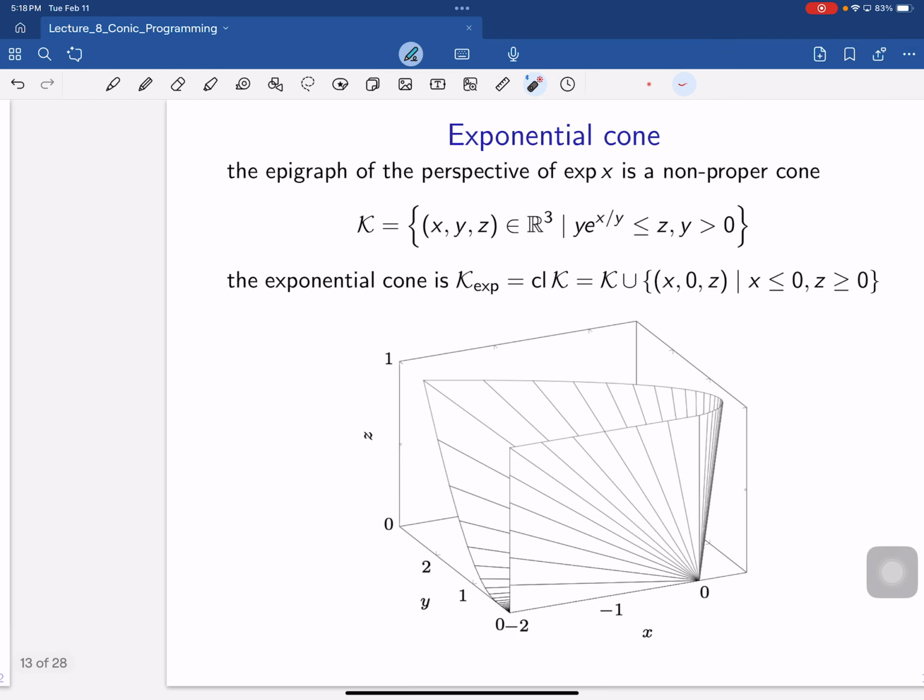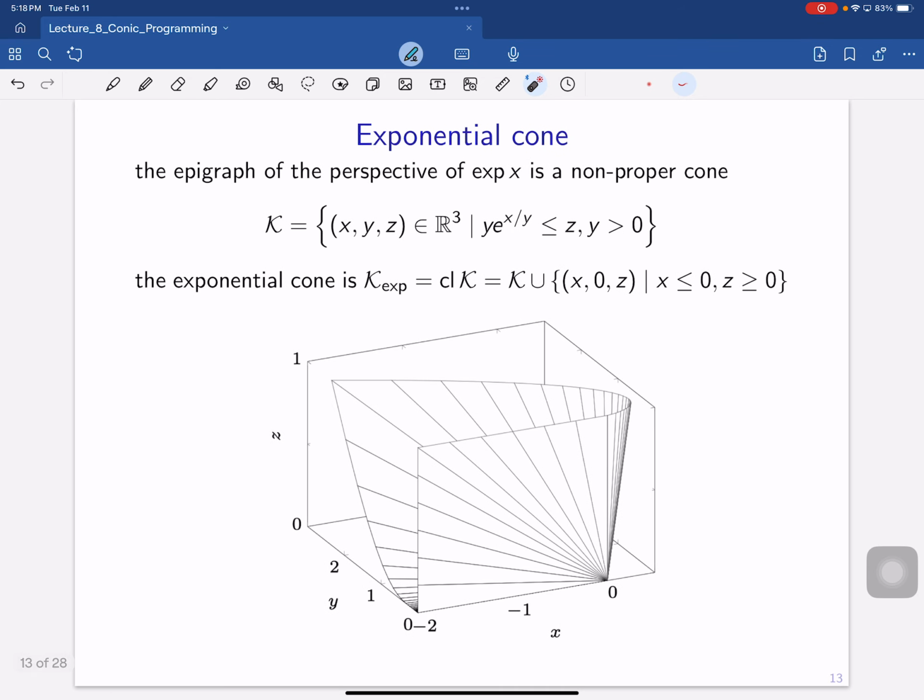Okay, and then briefly, let's talk about two other conic programs. They are not so often used, but I just want you to know they exist. When you see them in the literature, you don't get nervous. That's the whole point. We won't go into too much detail about that. So the exponential cone is the following.